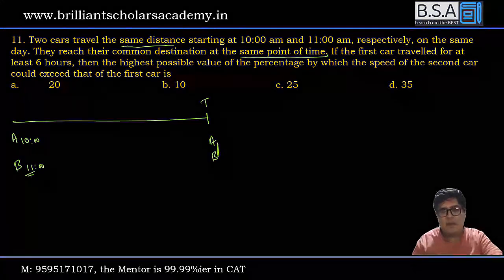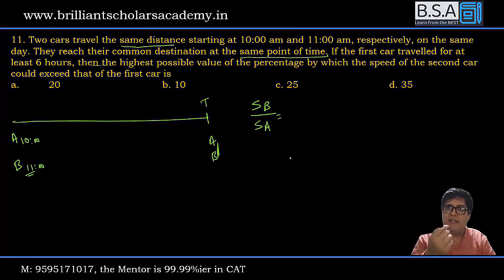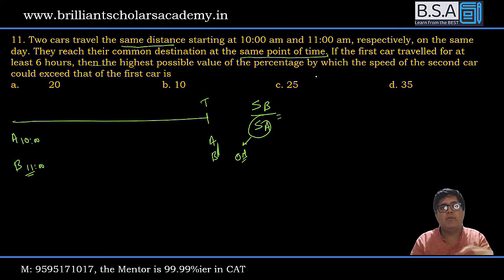What exactly is the question? Then the highest possible percentage by which the speed of second car could exceed the speed of first car. If I could create for you speed of car 2, B, upon speed of car 1. If I could create this for you, percentage increase or decrease always happens on something. Car 2 is more than first car. First car is the base.